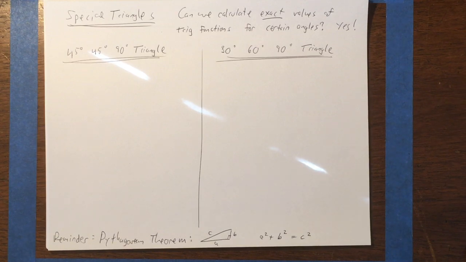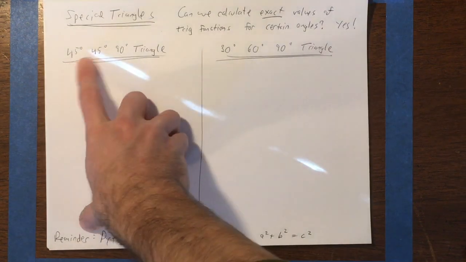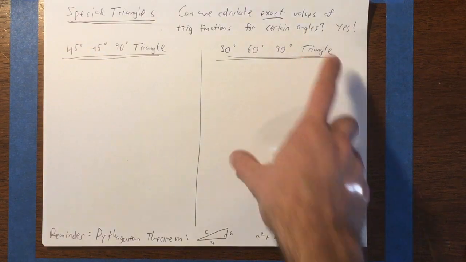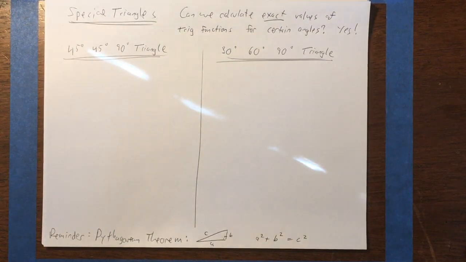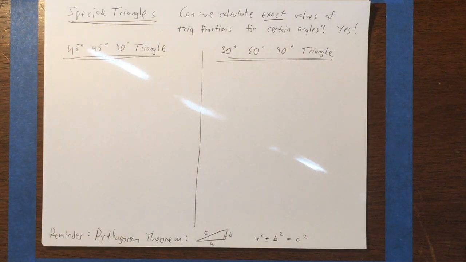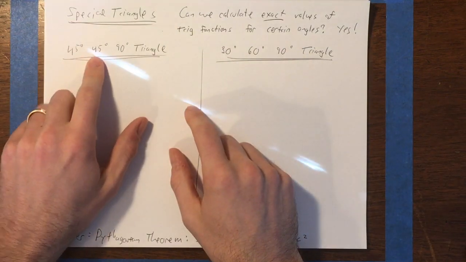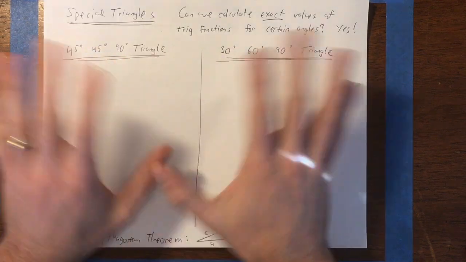So for certain special angles, we can figure out the exact output values of trig functions. And so we're going to look at two special triangles, which are known by their angles in degrees: the 45-45-90 triangle and the 30-60-90 triangle. Okay, so for these, we're going to figure out what all the side lengths are, and therefore be able to figure out the tangent, sine, and cosine values for any of the angles you see here. 45 degrees, 90 degrees, 30 degrees, 60 degrees, all of those angles.